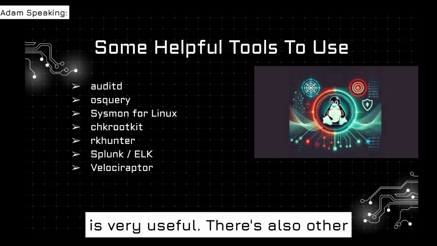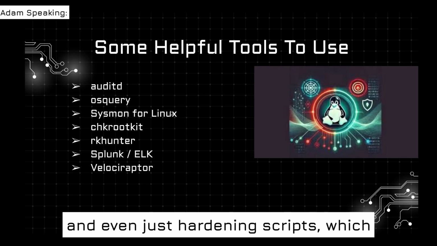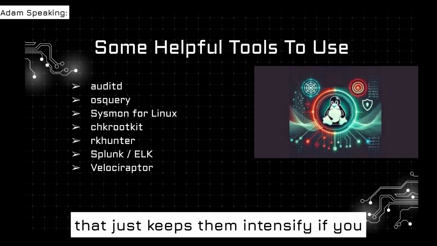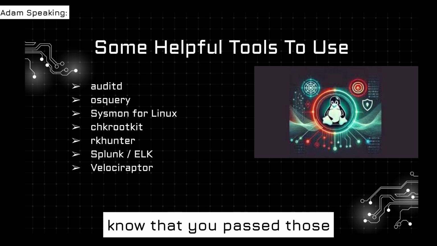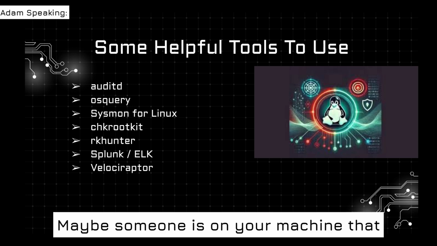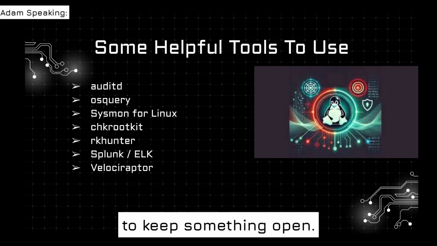There are also other programs you can run, such as AutoKey, and even just hardening scripts, which basically tell you if your system has vulnerabilities or known exploits, and keep an attentive eye. If you know that you patched those vulnerabilities and you see them still there, hey, maybe someone is on your machine that shouldn't be there. They're just trying to keep something open.